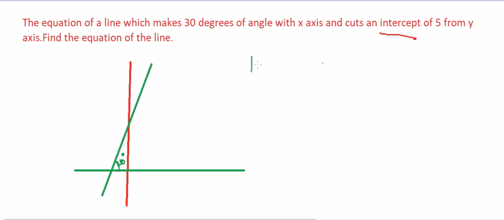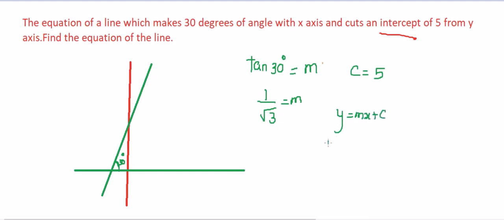So if this happens, then tan of this angle will actually give you the slope. So tan 30 is 1 over root 3. So your slope is 1 over root 3, and intercept, that is c, is given as 5. So clearly we need to apply the slope form, which is y equals mx plus c. Just put these values.